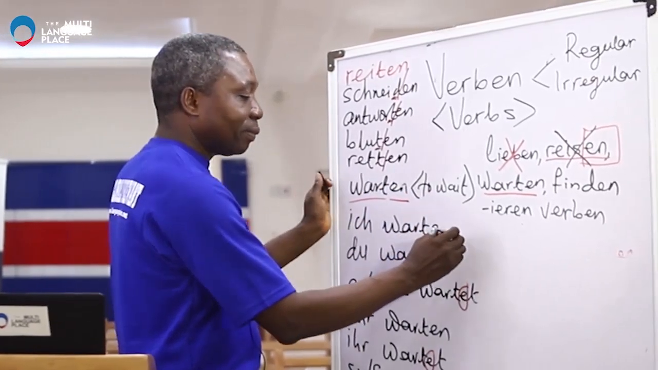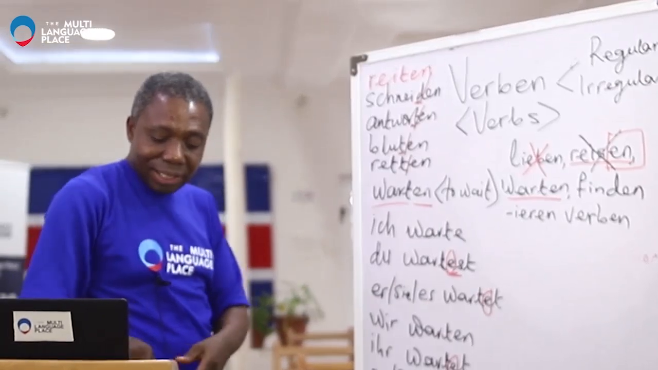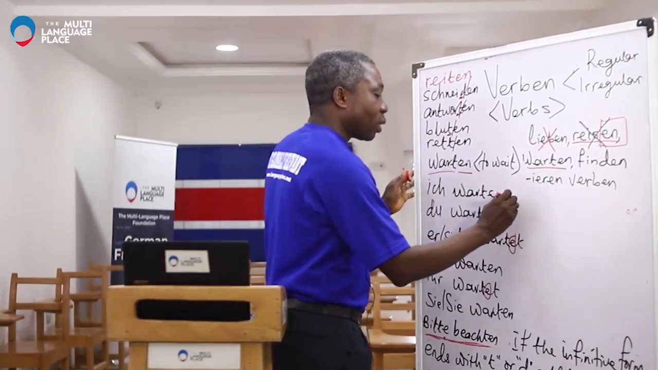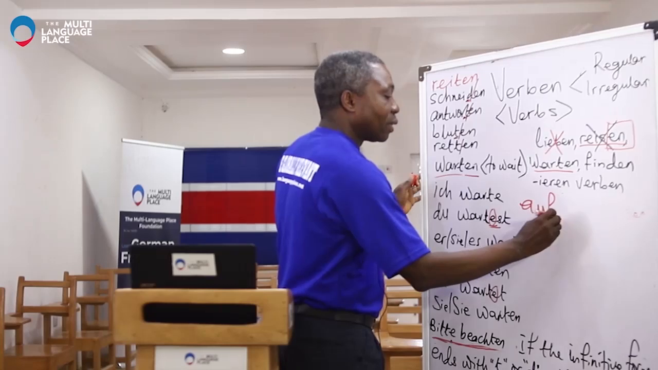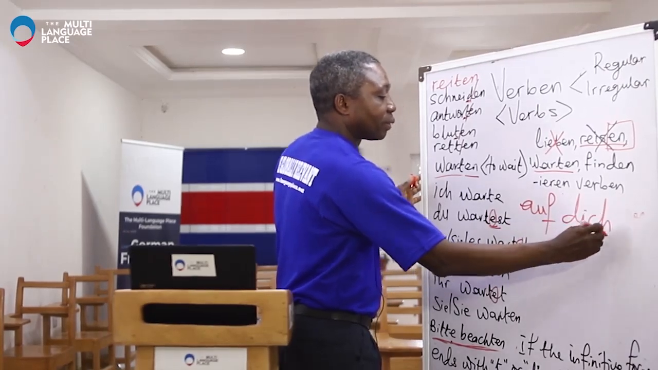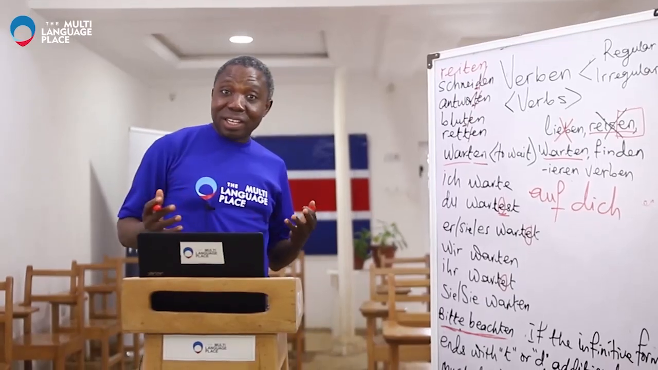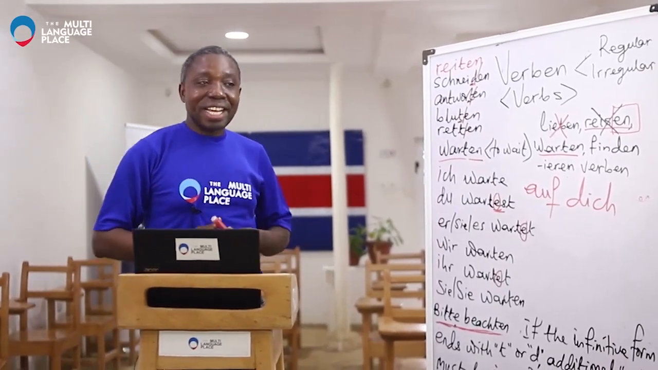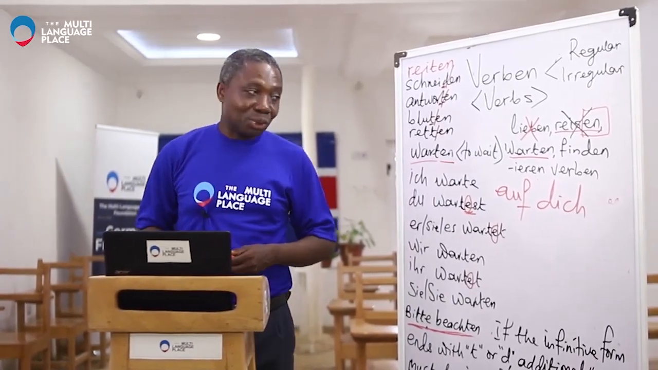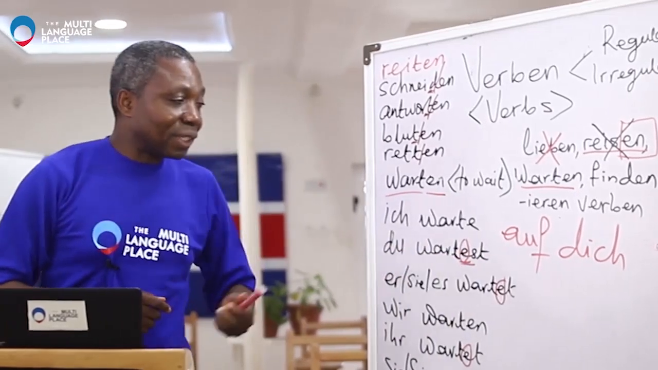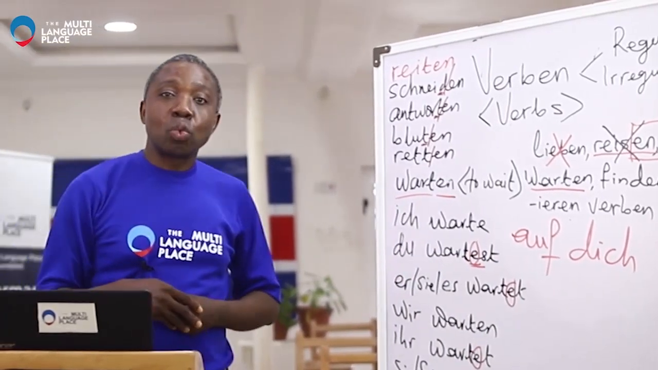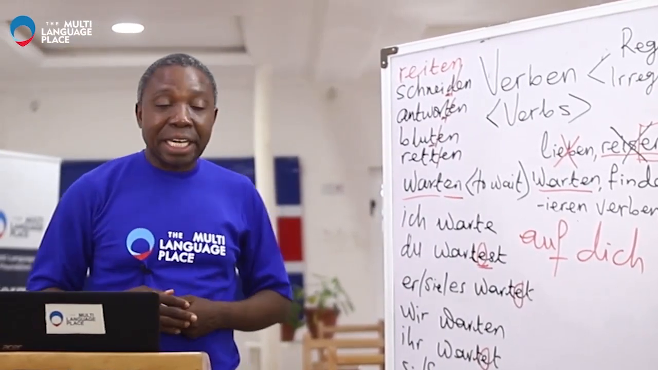To form a sentence with this, I'm going to give you another new word. Ich warte. And I give you the new word. Auf dich. Simply means for you. So, ich warte auf dich. I am waiting for you. We're still going to do more about that particular word later in another video.